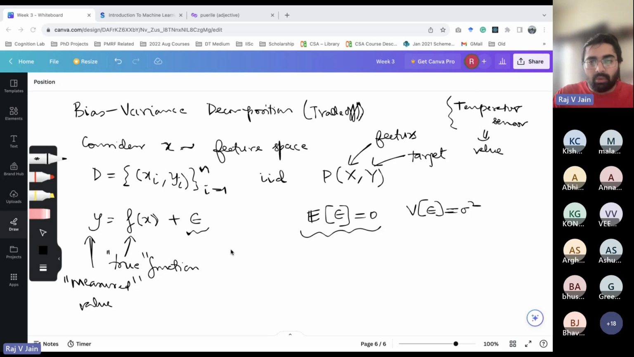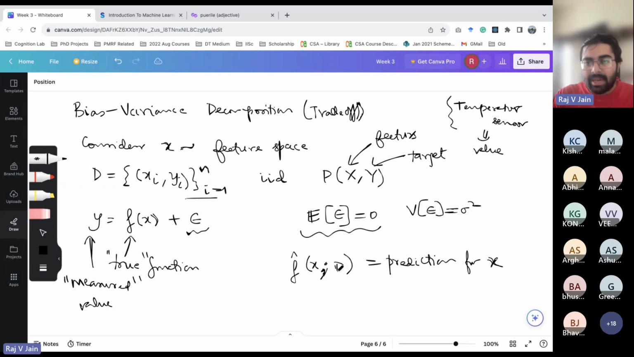Okay, so now as you already know, when you have this data with you, you use this data set to train your model. Let's call that model f hat, and I've used this data set D to learn this function f hat. So f hat of x comma D is the prediction for this x that I have with me. This is the prediction that I make for x.